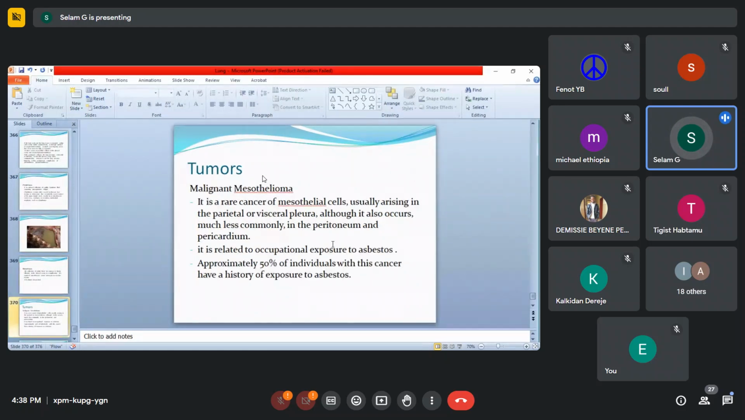Tumors in the pleural cavity are very rare, but malignant mesothelioma can occur. It is a rare cancer of mesothelial cells, usually arising in the parietal or visceral pleura, although it also occurs much less commonly in the peritoneum and pericardium. It is related to occupational exposure to asbestos, and 50% of individuals with this cancer have a history of exposure to asbestos.